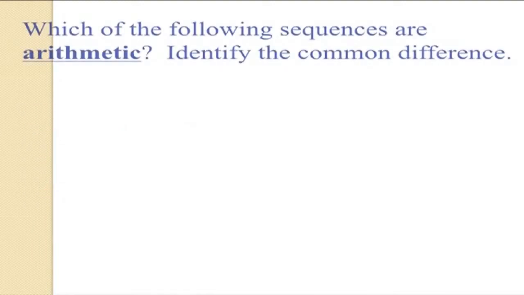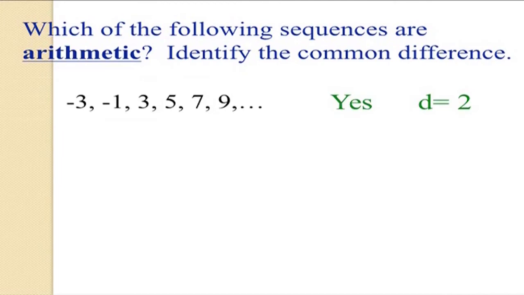Now let us see an example. Which of the following sequences are arithmetic? And you have to identify the common difference. In the first example, -3, -1, 1, 3, 5, 7, 9. As you can observe, -1 minus -3, the difference between the two consecutive terms, is 2. Similarly, 1 minus -1 is again 2. 3 minus 1 is again 2. So the common difference in every two consecutive terms is equal. So it is an arithmetic progression.